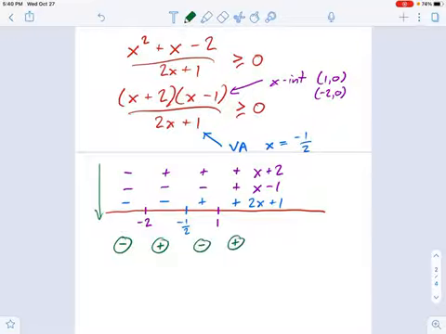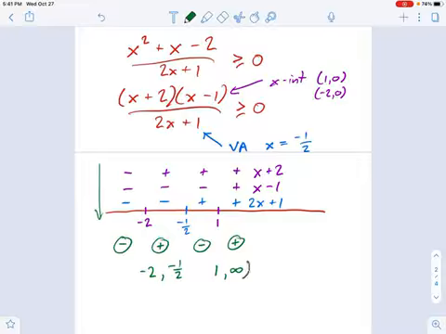So now we have to go back to our original inequality and ask, what is it looking for? Well, it wants greater than or equal to 0. So where is this thing positive or equal to 0? That's going to be at some places here. So we have negative 2 through negative 1/2. That's one positive interval. And the next positive interval is 1 through infinity.